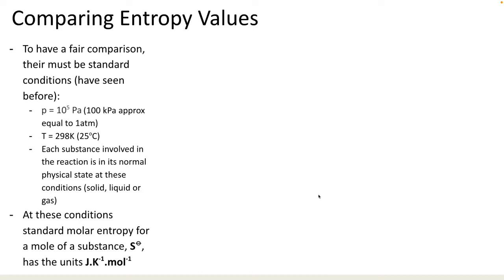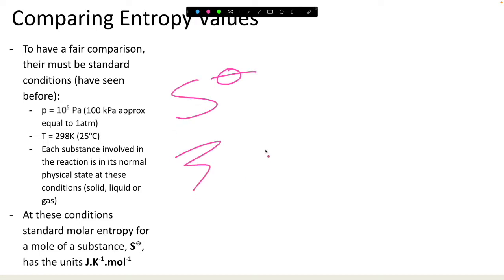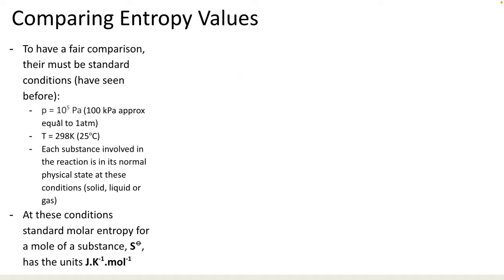So let's get some numbers on this. Let's compare entropy values. As always, to have a fair comparison, there must be standard conditions. And we've seen these standard conditions before, and we've given them this plimsoll sign. So we can have our entropy, or our change in entropy, at standard conditions. Just to remind you, our standard conditions are a pressure, which is roughly 1 atmosphere of pressure, a temperature of 298 Kelvin, which is about 25 degrees C, and each substance involved in the reaction is in its normal physical state at these conditions, be it a solid, a liquid, or a gas.